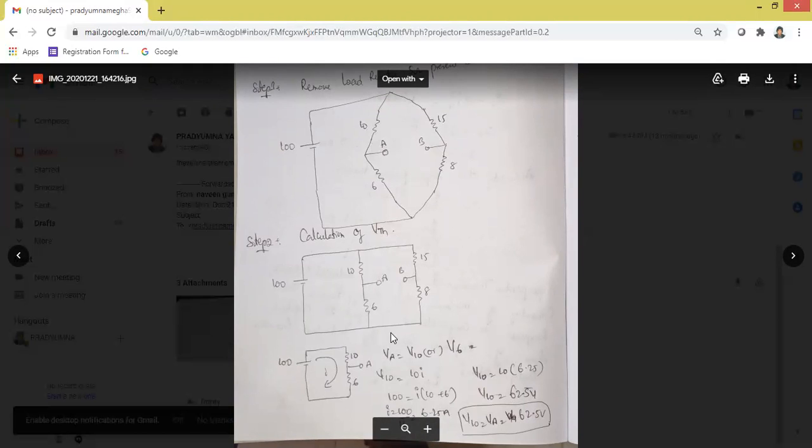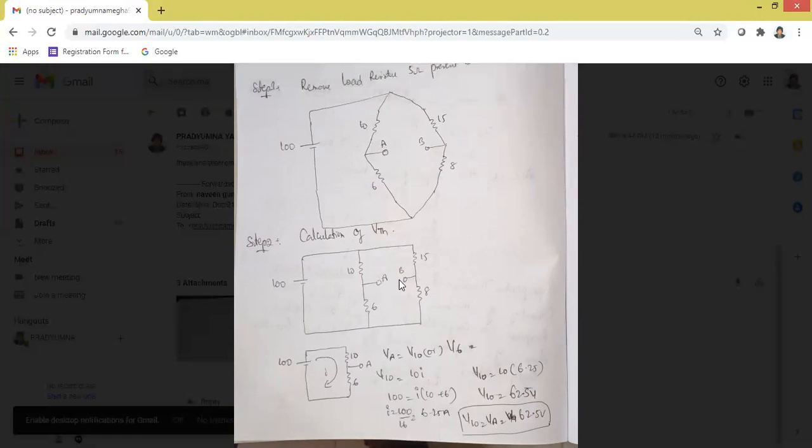In the same circuit, we have the open circuit terminals A and B. Remember, open circuit means we have a voltage at these terminals. The same circuit has been redrawn. Now, if you see this circuit, the same 100 volts is applied in parallel to the 10 and 6 combination and the 15 and 8 combination. So we can divide this circuit into two different parts. Let us say this is the first part, where 100 volts is giving energy to 10 and 6.